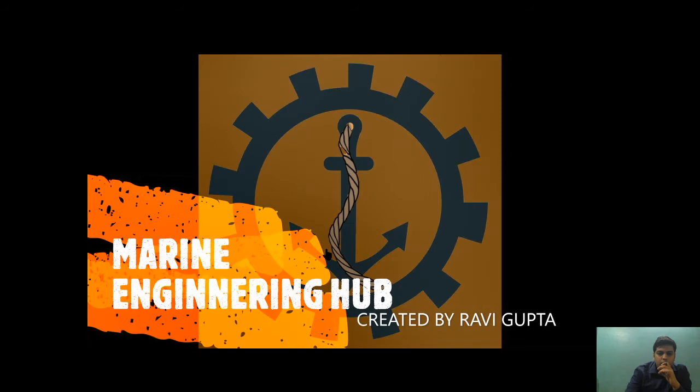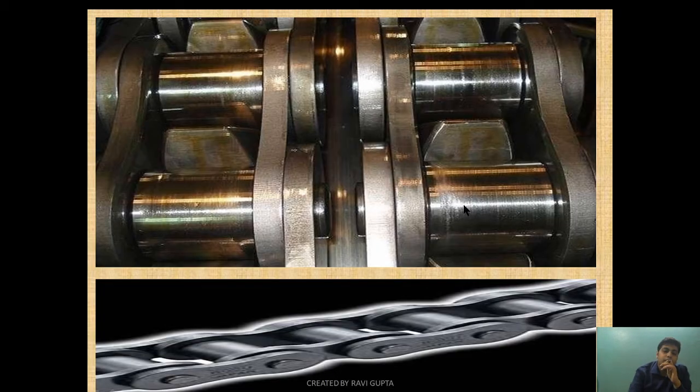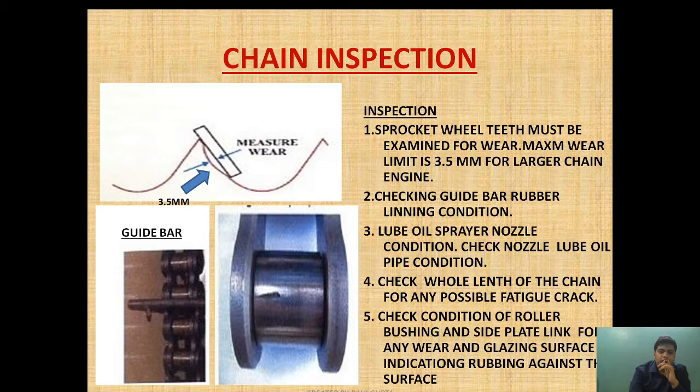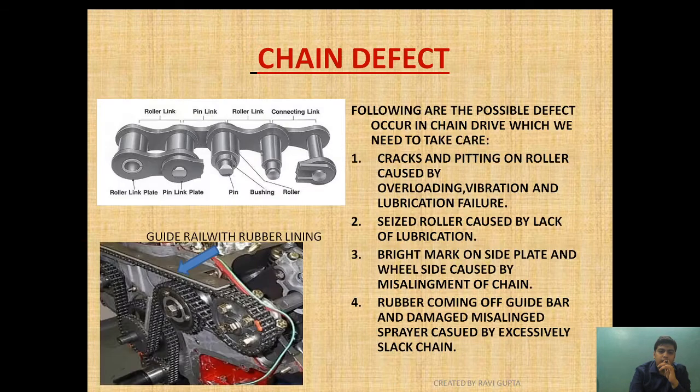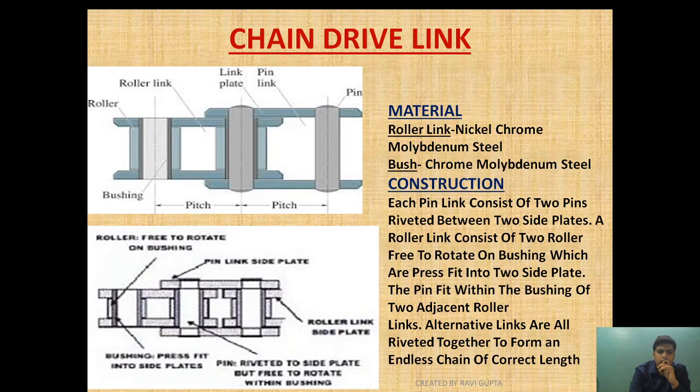Today we are going to talk about the chain drive link. We are going to see what the materials of a chain drive are and how it is constructed. After that we will see, with this image, how the parts are arranged. Then we are going to check what inspection and examination we carry out in a chain drive, and after that I will show you the defects which occur in a chain drive. So stick to the end of the video. You will learn quite a lot and have a clear concept.